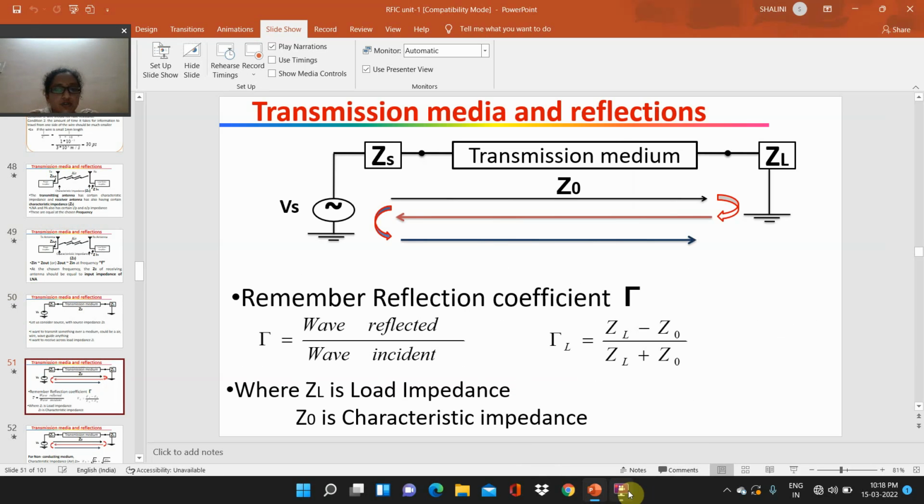Remember one important thing, the reflection coefficient. Gamma is equal to the wave reflected by the wave incident, that is ZL minus Z naught by ZL plus Z naught. So ZL is the load impedance and Z naught is the characteristic impedance.